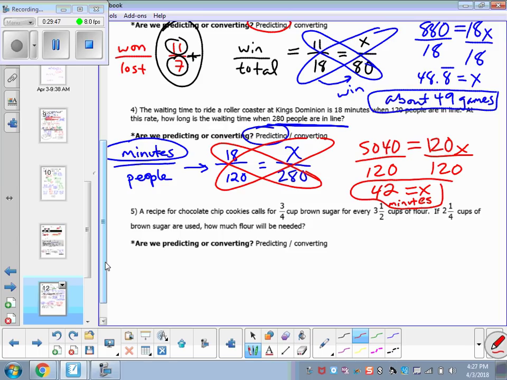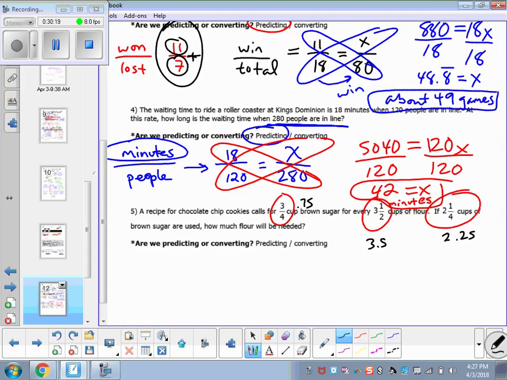A lot of times when you see a recipe, you might need to make more or less than what the recipe will actually make. So in this situation, clearly they're trying to make cookies for more people than what the recipe calls for. Now this fraction, and this fraction, and this fraction, that's going to freak y'all out. So we're going to make them decimals. 3/4 is 0.75. 3.5 is 3.5. And 2 1/4 is 2.25.